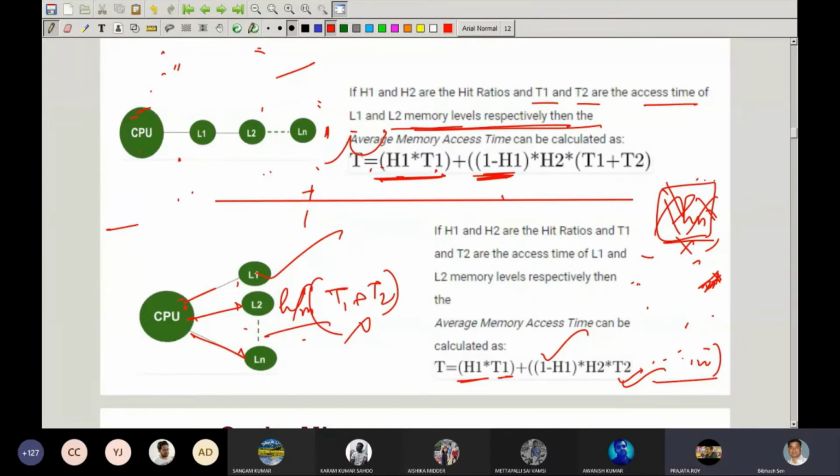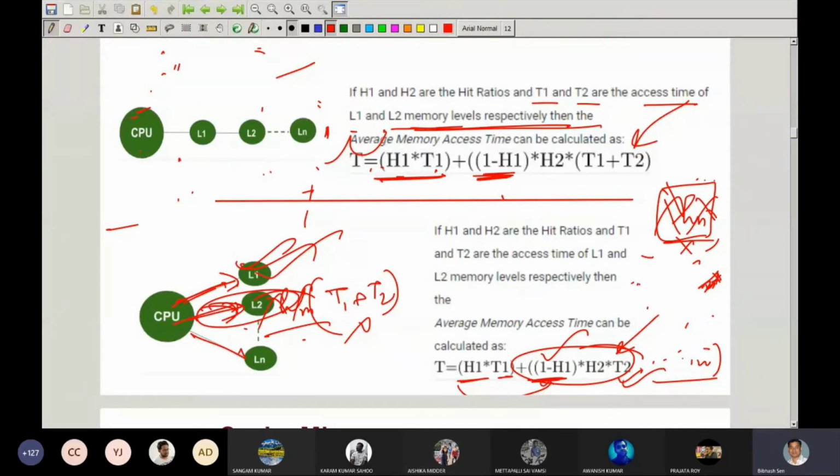Sure, because it's happening in parallel. Parallel searching: if the page is found, the other searching is not useful, and this searching is not required. So this will come into play when a miss happens. That's why here it is T2, but here it is T1 plus T2.